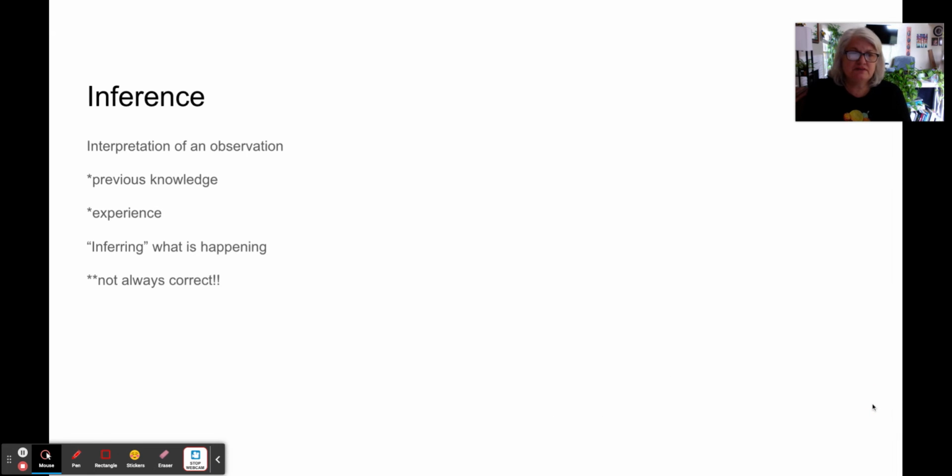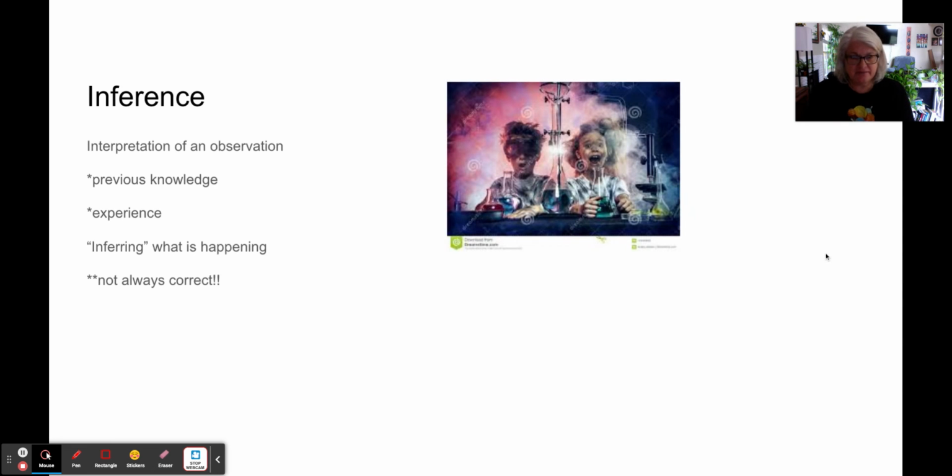So that's a little bit different from an inference. An inference is when you take all of your past experience and your knowledge and you come up with an explanation for what is happening in the situation. Inferences are often wrong or partially wrong, but it's okay, and that's part of learning. So here's that picture again, and I want you to pause the video and go ahead and choose what you think is an inference.